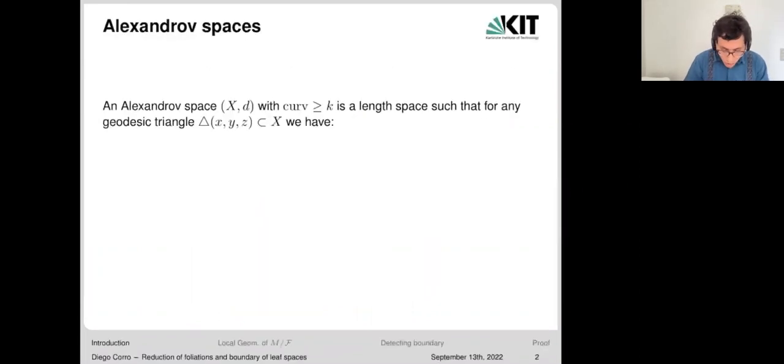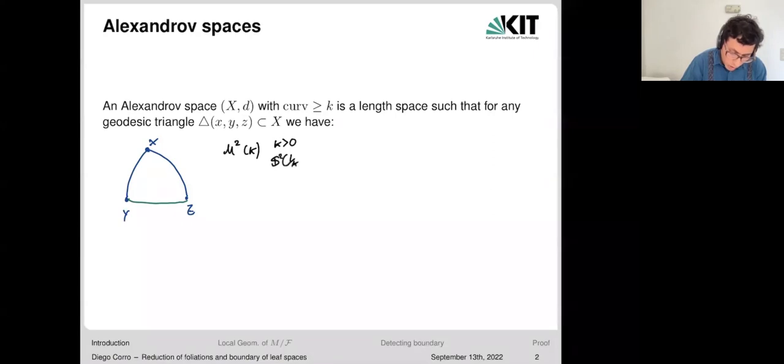I know that for many of you this is already known, but I'm still going to give the definition of what an Alexandrov space is. An Alexandrov space is a length space, and we say that it has curvature bounded below by K if for any geodesic triangle we have the following. We take 3 points X, Y, and Z, and look at the geodesics joining them. Then I look at the surface with constant curvature equal to K. If K is positive, this would be the sphere of radius 1 over the square root of K, for example.